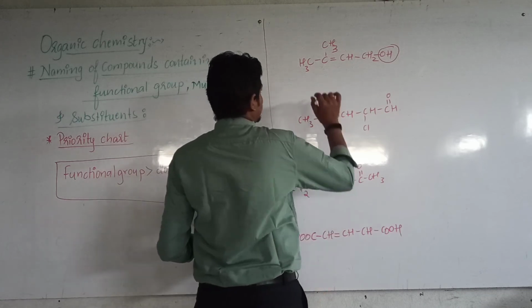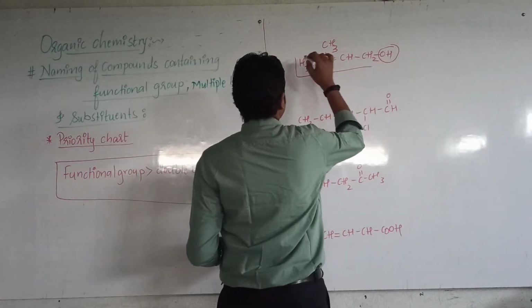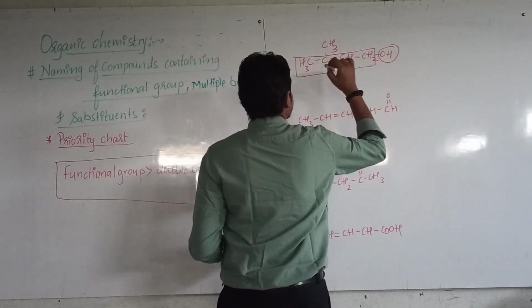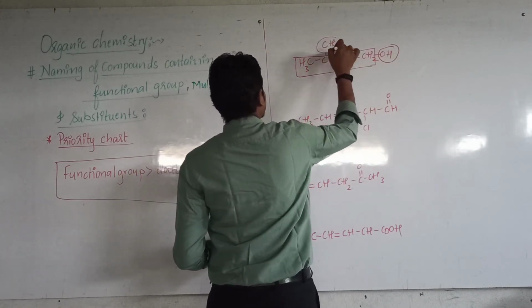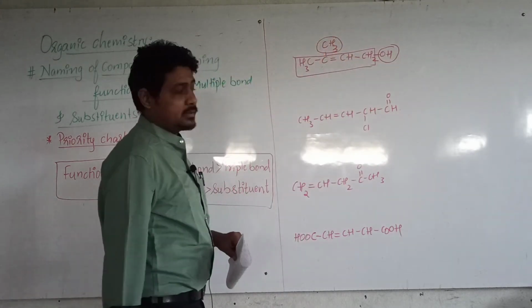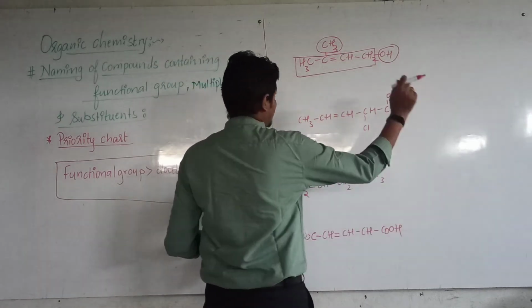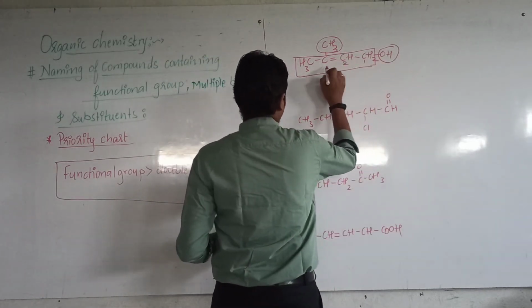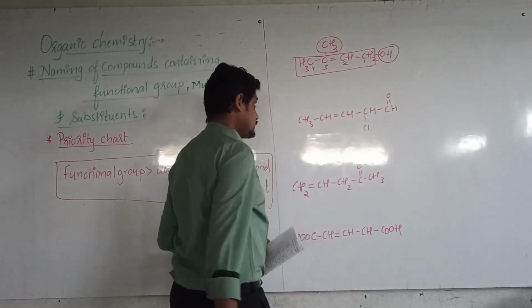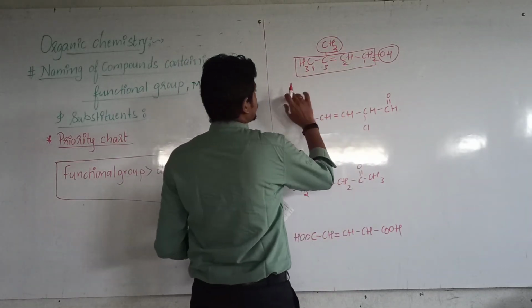So the parental chain will be this. This is your parental chain. Then this will become your substituent. Then there is a double bond also present. Then how do we name this? So first numbering should be done: 1, 2, 3, 4. Then name this.